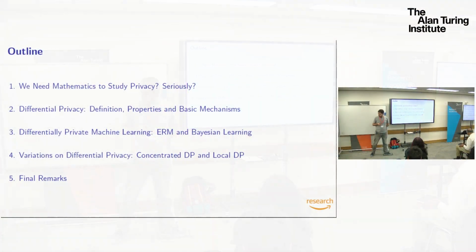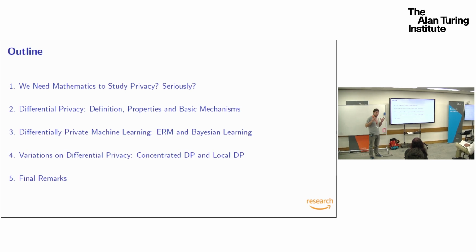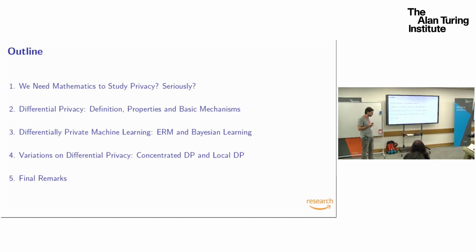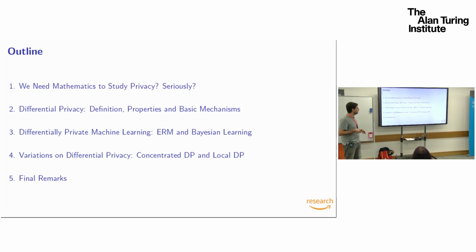So here's the structure of the tutorial. There's essentially 4 parts. I'll start with a section which I entitled, "Do we need mathematics to study privacy, seriously?" And this is meant to give you a motivation, an overview of what differential privacy is about in the whole context of privacy preserving data analysis. And it's kind of the standard. So if you've seen any other tutorial on differential privacy, we all use the same example. So you can sleep during that part.